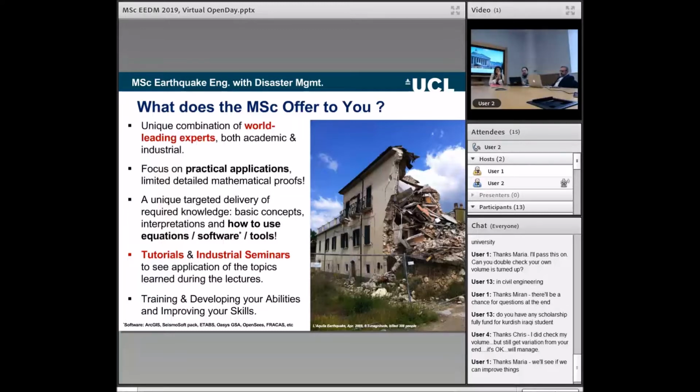So we will uniquely target basic concepts, interpretations, and how to use equations, softwares, and tools. You will learn a lot of softwares. Some of these are shown on the screen as well, but your CV will be full of softwares which are related to earthquake engineering and seismic design.